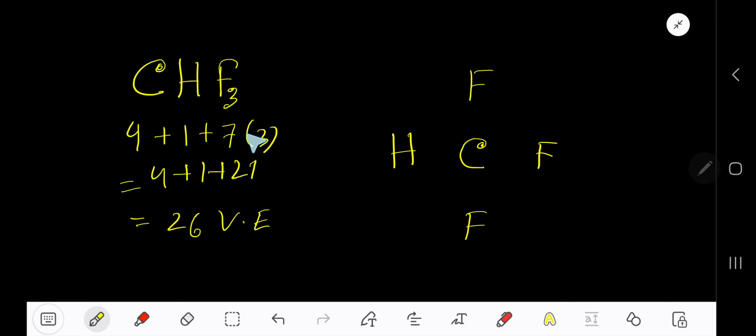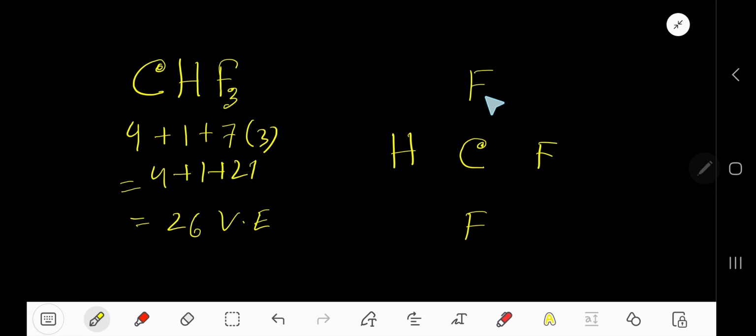This 3 is the number of atoms. So 21. So in total we have 26 valence electrons. These 26 valence electrons have two tasks at the same time.